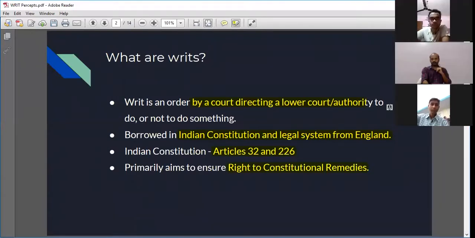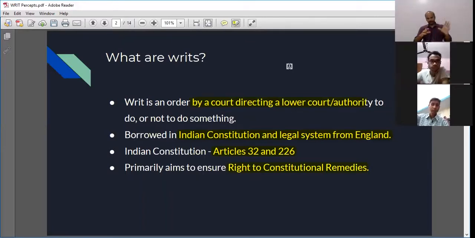Now when we talk about remedies, what is a remedy? If you are aggrieved, it means you have some fundamental rights. Let's say you have the right to free speech, but your right to free speech is not reaching you. You want to say something, but somebody is trying to suppress you. Let's say you wrote a piece of article and people did not publish it, and even if it was published, it was highly criticized and ultimately withdrawn.